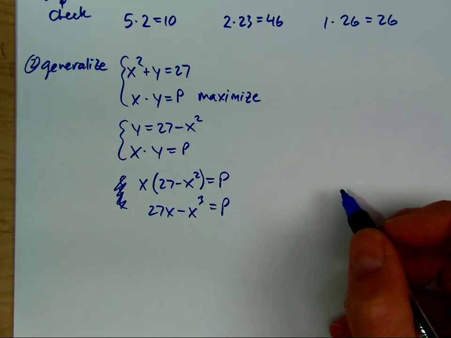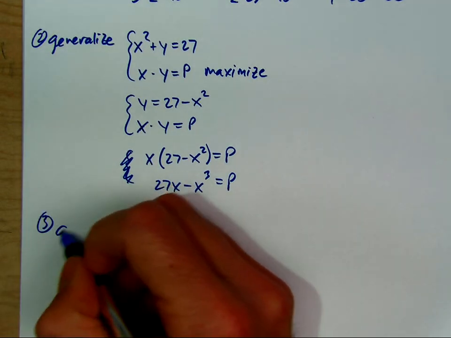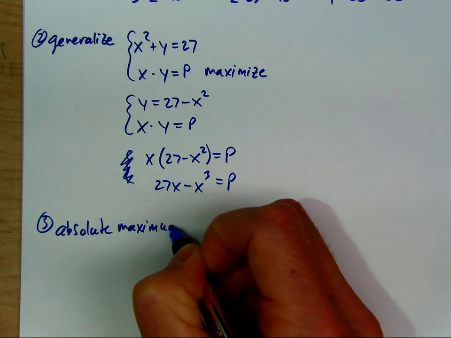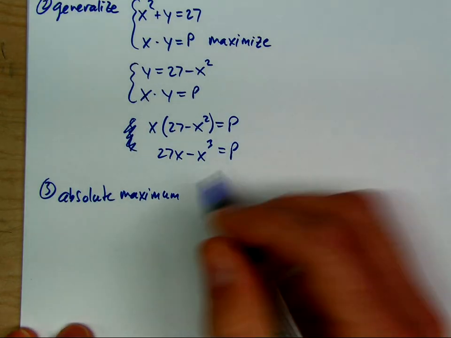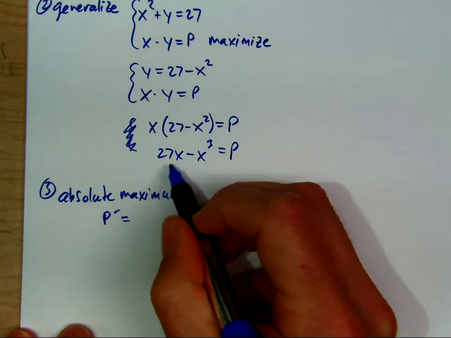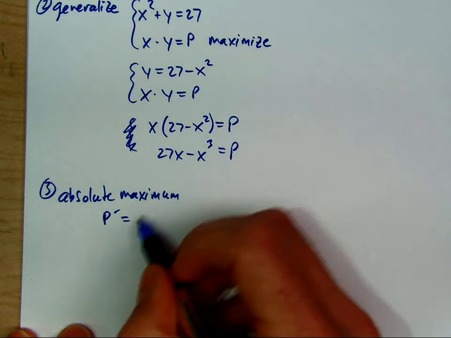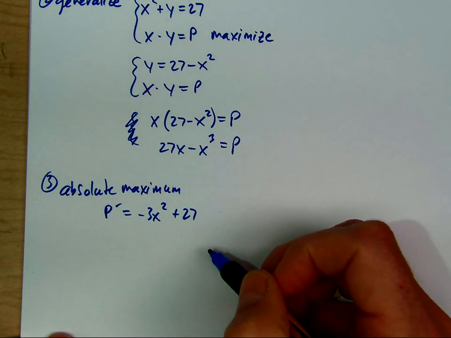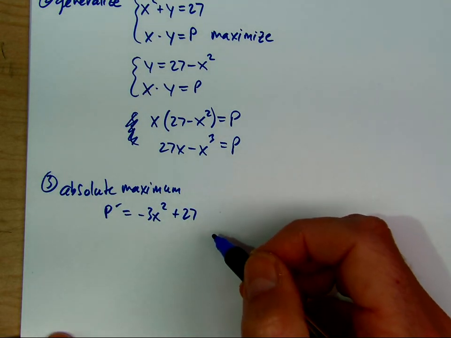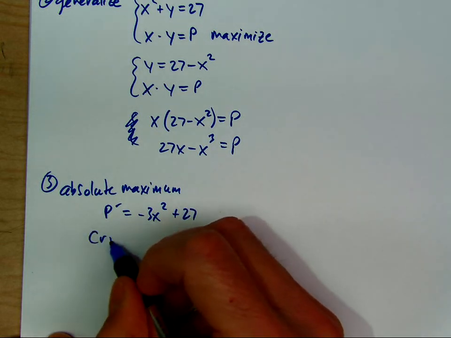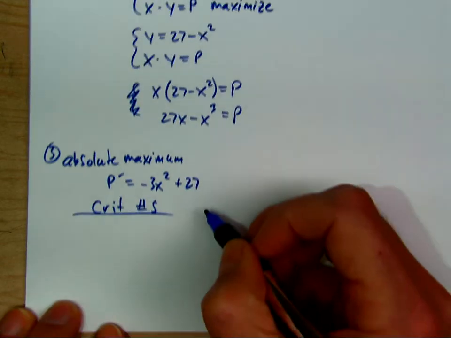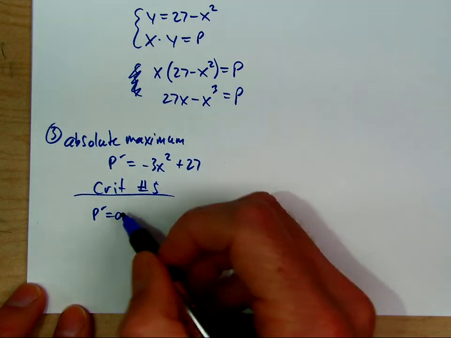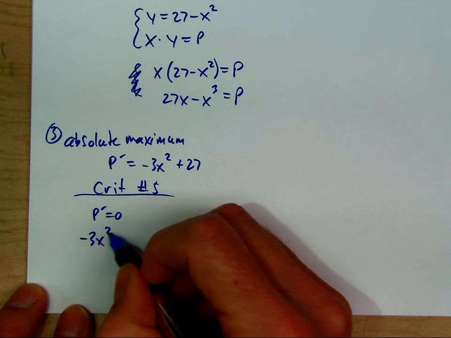Let's find the absolute maximum. To do that, we need the derivative, and that's going to be negative 3x squared plus 27. And we'll find the critical numbers. P prime equals 0. P prime is never undefined because it's a polynomial. So we have negative 3x squared plus 27 equals 0.